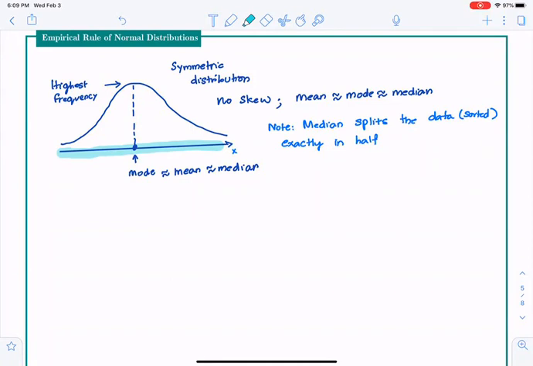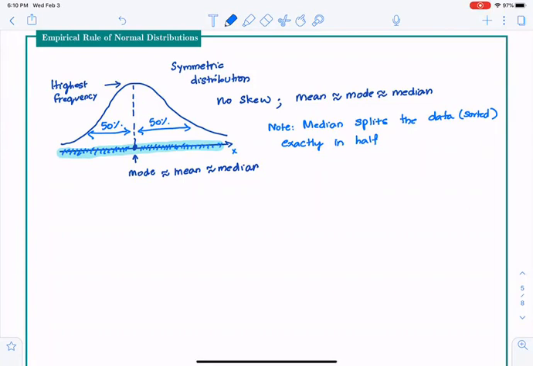So now that I know the central point is the median, what I know is that 50% of the data would lie over here, and 50% would lie over there. So 50% of all the data would lie below the median, in that area, and 50% would lie over there.